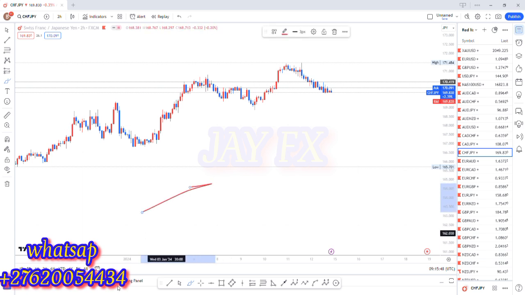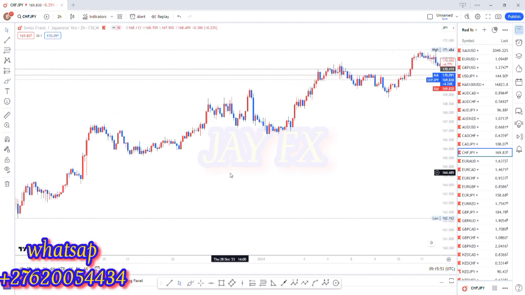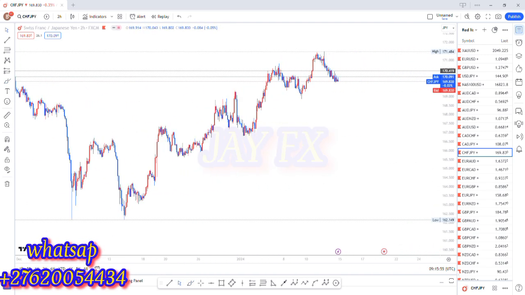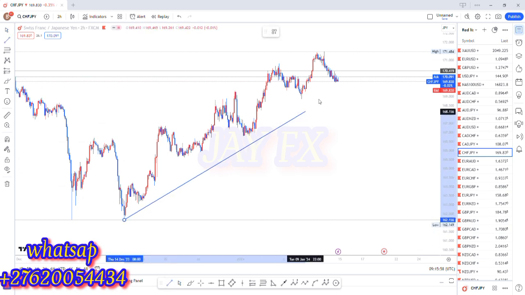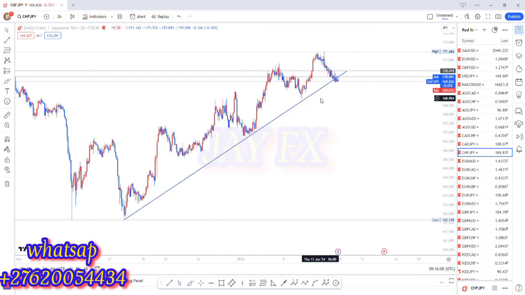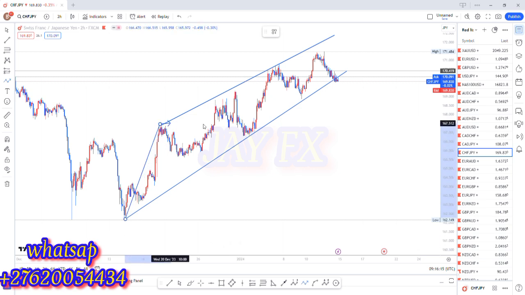All right guys, so this is now the 2 hours time frame. Let's start by drawing the trend line the same way we did from the 4 hours time frame. Here is the trend line. We have our trend lines here, beautiful trend lines. So what happened, you will realize that what happened on the 4 hours time frame is the same thing that happened on the 2 hours time frame, right?